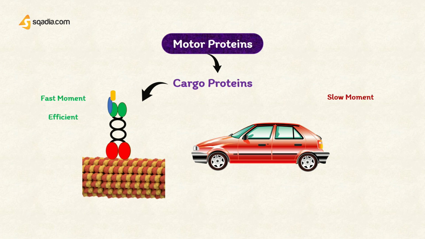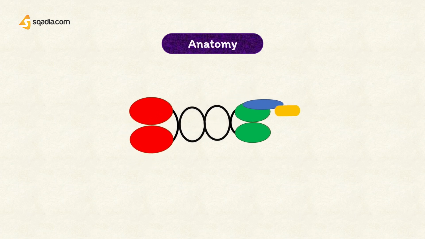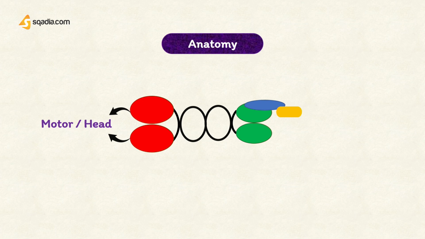If you look at the structure carefully, we would see the motor or head, which is the part that is connected to the cytoskeleton filaments. This motor or head is the locomotive part of the motor proteins and is usually 2 in number. Next from the motor comes the coil or stalk that basically connects the head and tail together.